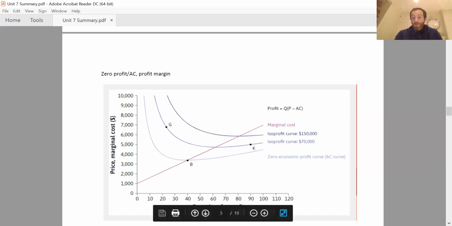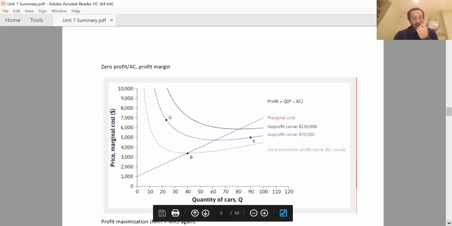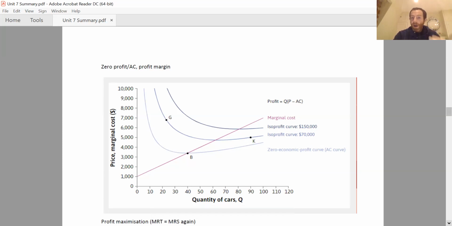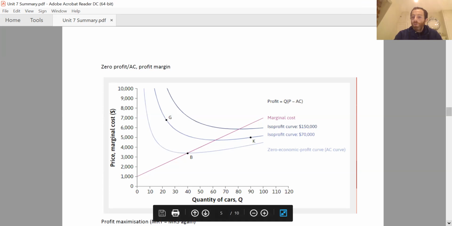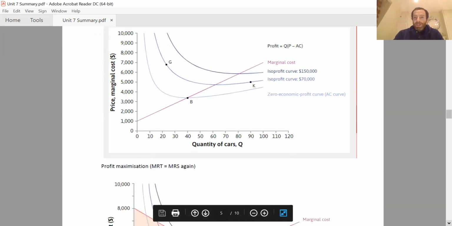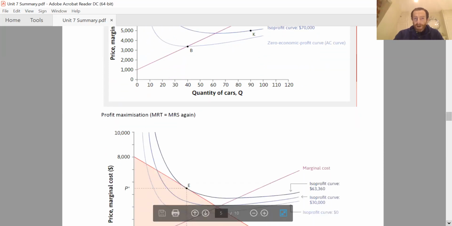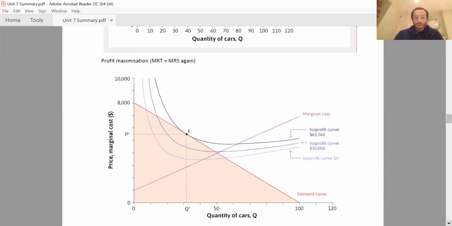So that's our first ingredient in terms of thinking about the quantity of output that a firm would choose. We've got these ISO profit curves, and we know the firm wants to maximize its profit, so it wants to be on the highest possible ISO profit curve that it can get to. So the other ingredient we need is the demand side, the consumers, and that's going to come from what we call a demand curve.